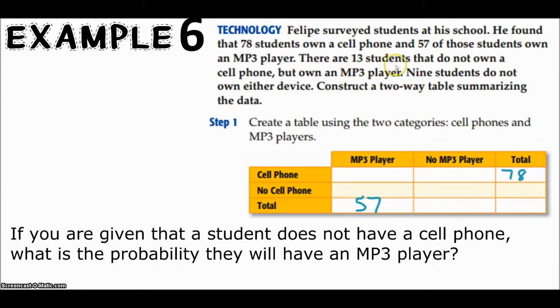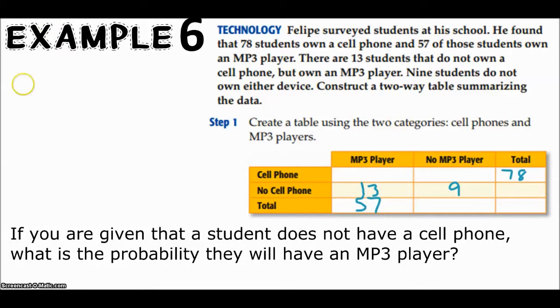He said there are 13 students that do not own a cell phone but own an MP3 player. So no cell phone but own an MP3 player, so 13 is going to go in this spot here. Then 9 students don't own either one. So no cell phone, no MP3 player, that would be 9 students. Construct a two-way table summarizing the data.